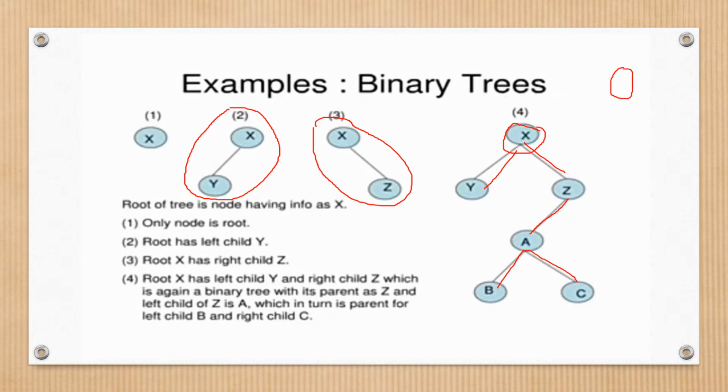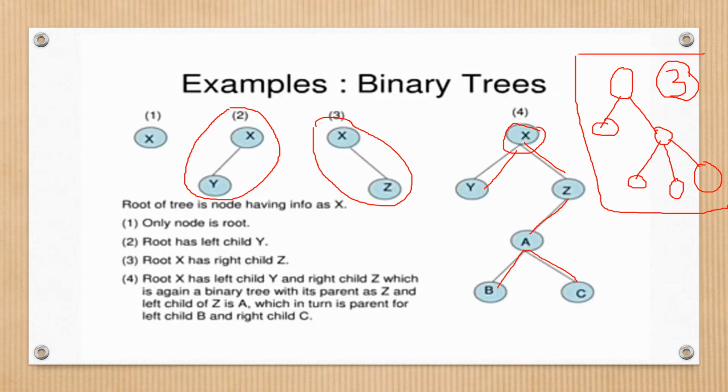Just see another example. This is not binary tree because it contains three children. So it is not a binary tree. It's only a tree. As we discussed, binary tree is a tree that contains 0, 1 or 2 children only. But in this diagram, it contains 3 children for this node. So this is not a binary tree.